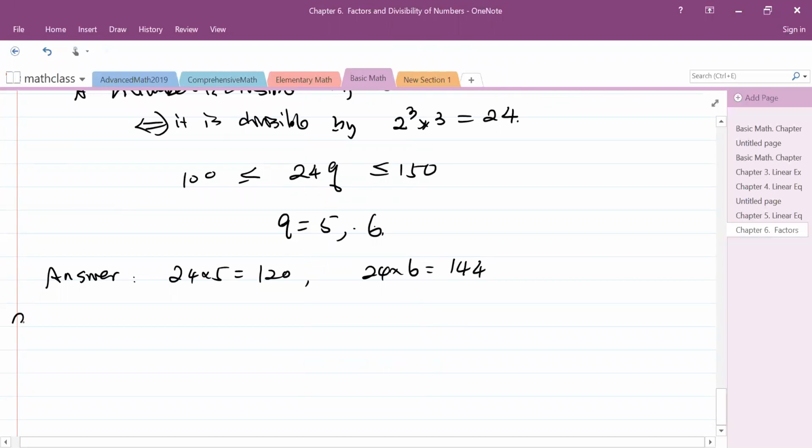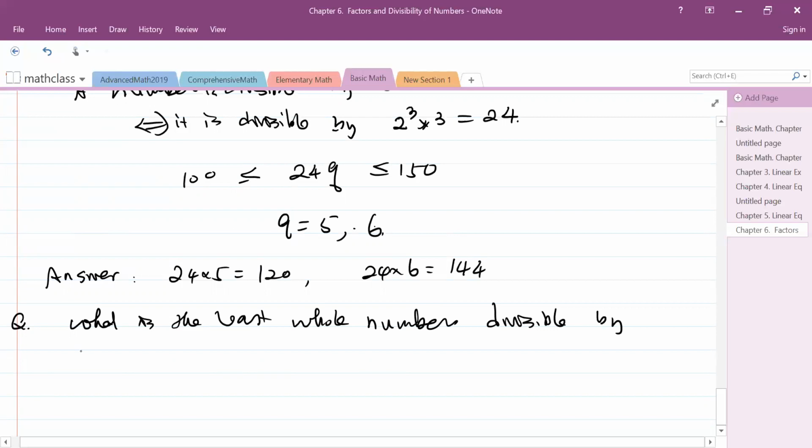Now our next problem is, what is the least whole number divisible by 14 and 21? Wait a minute, what does that say? Least. What is the least whole number divisible by 14 and 21?